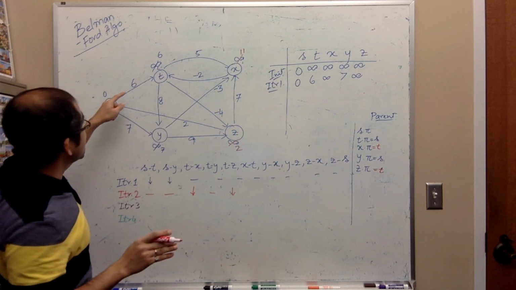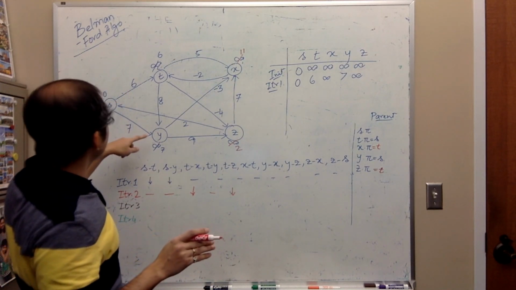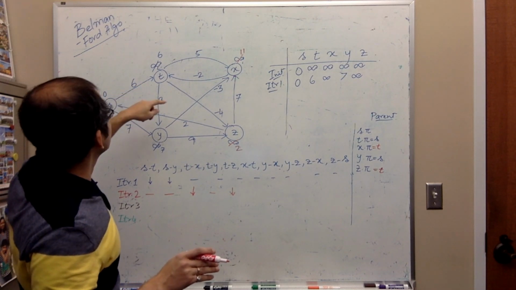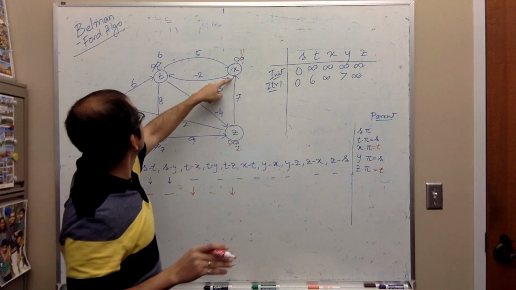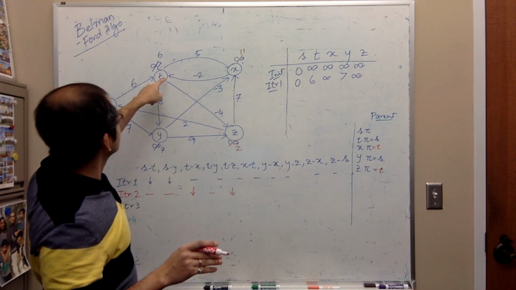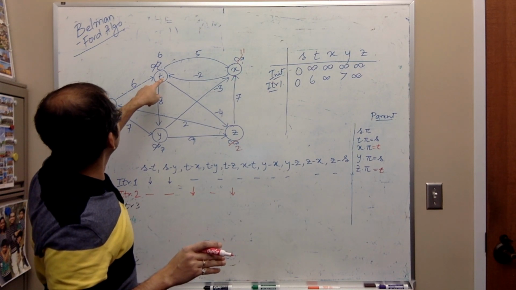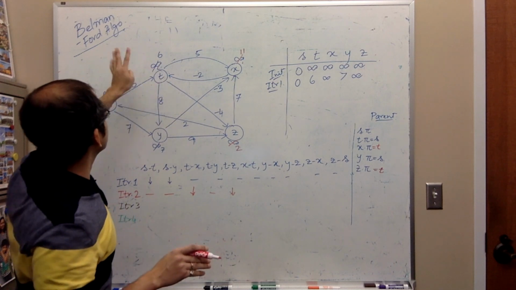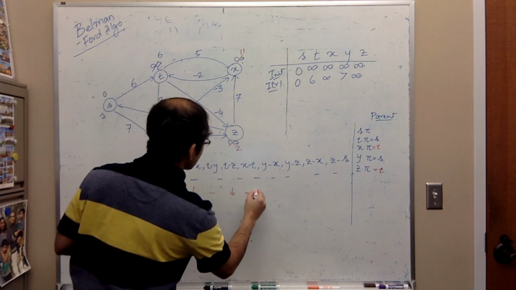Now x to t is the next edge to relax. Where is x? Yeah, here, x to t. It's 11 minus 2, that is 9, but this is 6, so there's no need to do anything. Okay, x to t, nothing to do.